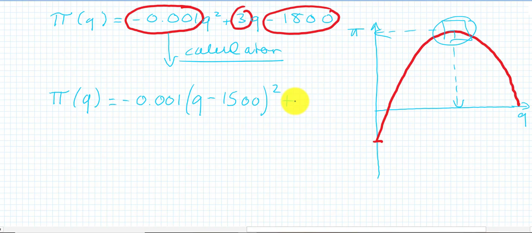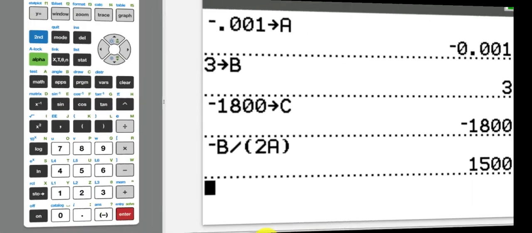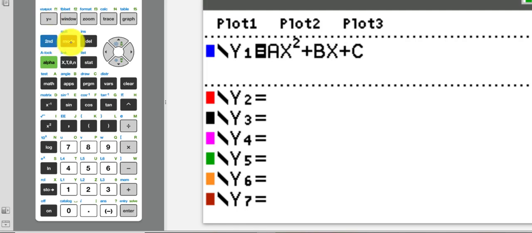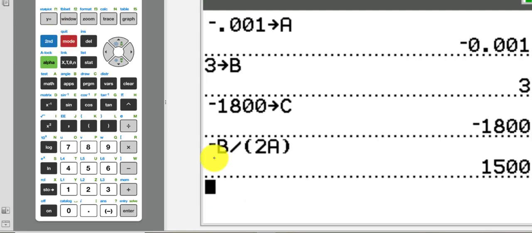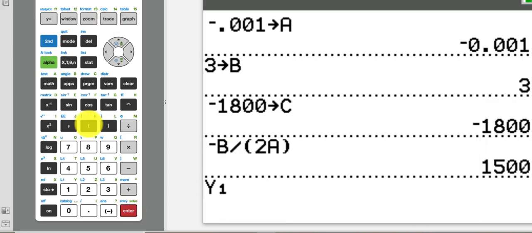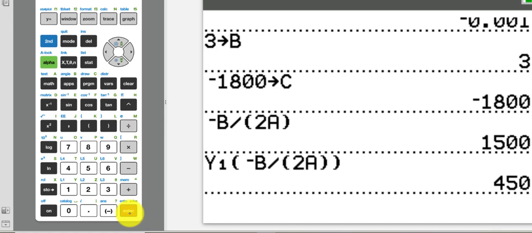Now let's figure out the K. We know what to do to find K. We must use, do I have Y1? Yep, I still have Y1. So now I'm going to do Y1 at negative B over 2A. So Y1 is alpha trace Y1 of this quantity right here. So enter, close the parenthesis, and it is 450.